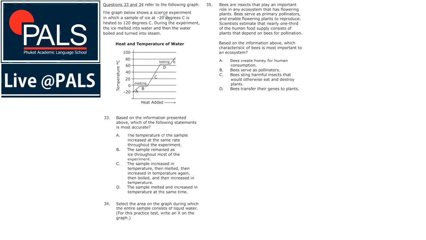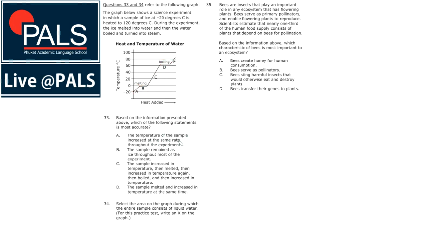The graph below shows a science experiment in which a sample of ice at -20 degrees Celsius is heated to 120 degrees Celsius. During the experiment, the ice melted into water and then the water boiled and turned to steam. Based on the information presented above, which of the following statements is most accurate? So we see the graph. Temperature rises, stays stable, rises, stays stable, rises. Where it stays stable, it's melting and boiling.